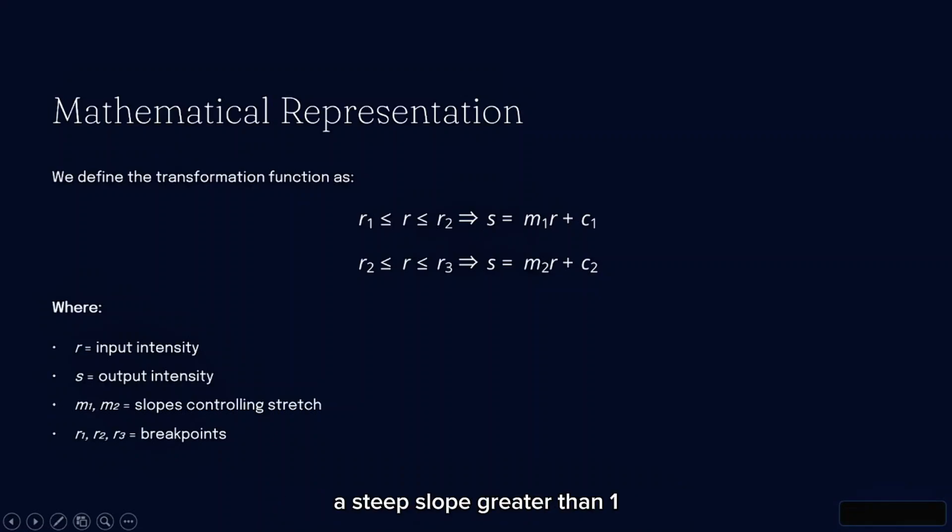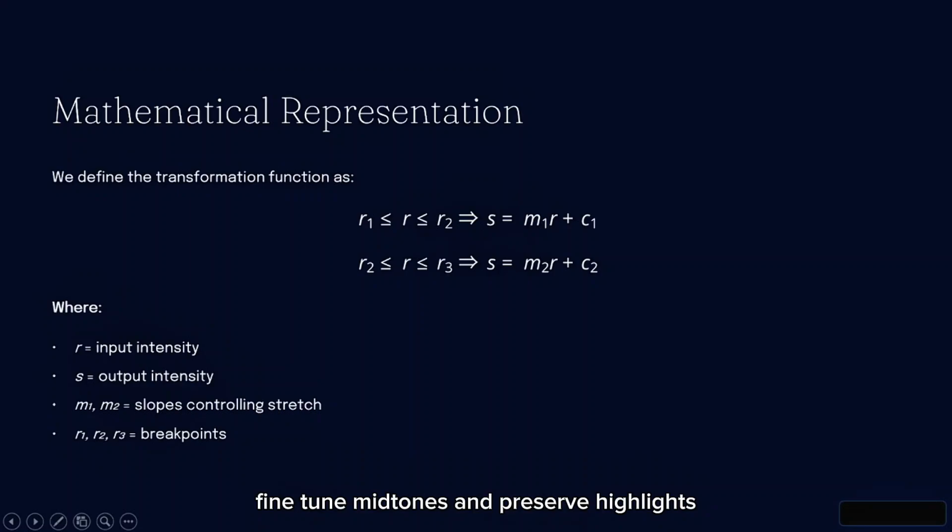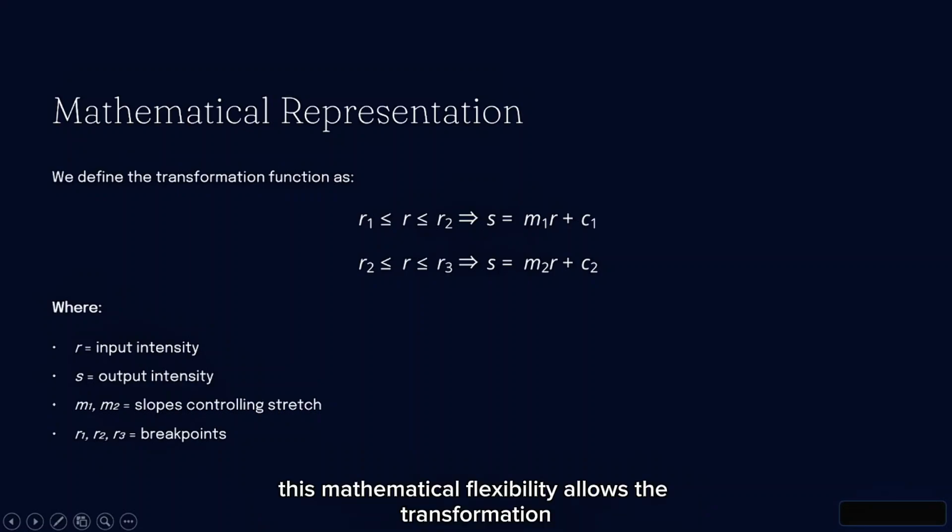A steep slope greater than 1 stretches the contrast in that region, while a shallow slope compresses it. By carefully choosing these slopes and breakpoints, we can expand darker areas, fine-tune midtones, and preserve highlights. This mathematical flexibility allows the transformation to adapt to almost any kind of low-contrast image.